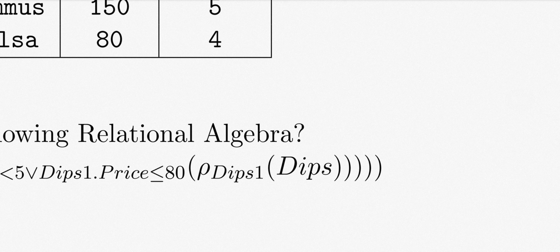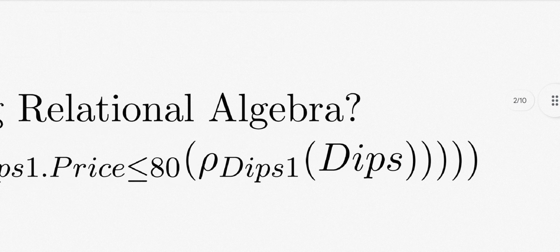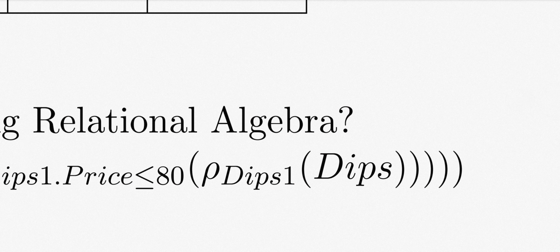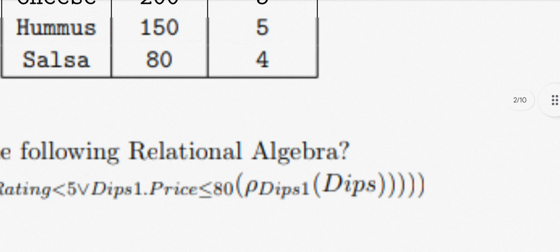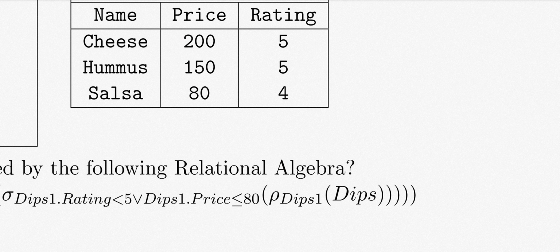Now here we use the rename operation. Renaming doesn't make any changes in the original table. It is just doing some changes in the view operation. So take dips and rename it into dips 1. We are viewing dips in a different section, and it is named dips 1.